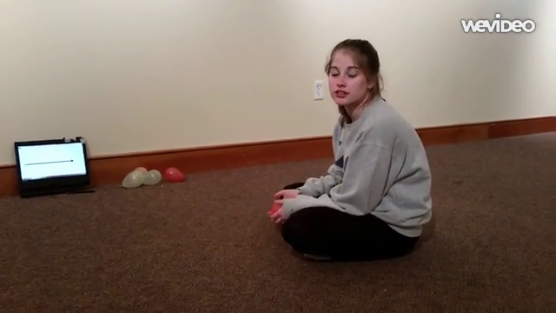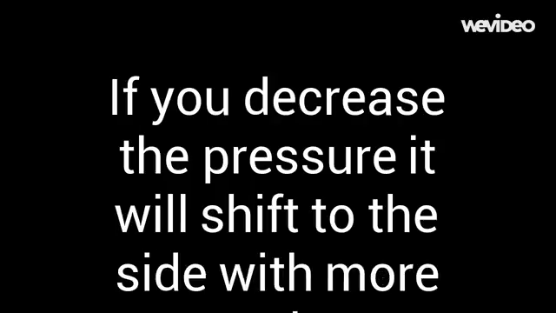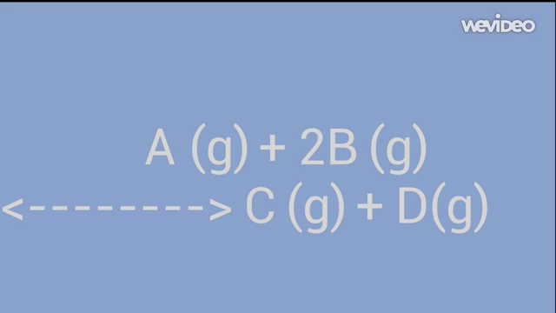Increasing or decreasing the pressure on a system is very important to Le Chatelier's principle. If you increase the pressure, you're going to shift to the side with fewer moles. If you decrease the pressure, you're going to shift to the side with more moles. For example, if you increase the pressure and you have 3 moles on one side and 2 moles on the other, you're going to go to the side with fewer moles, which would be 2.